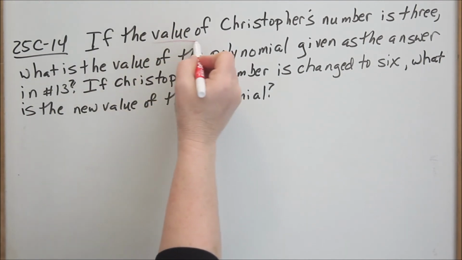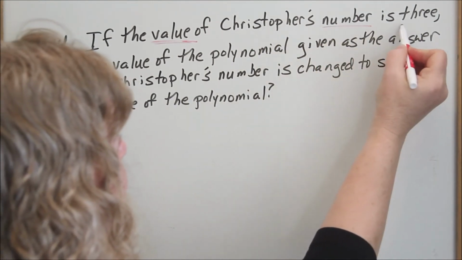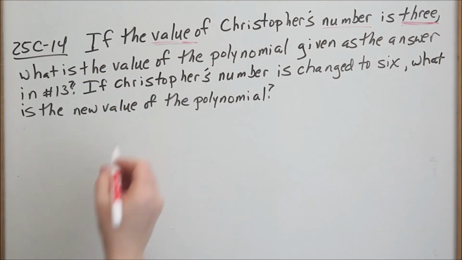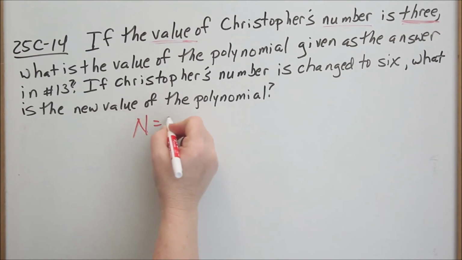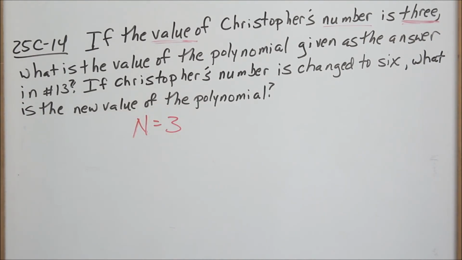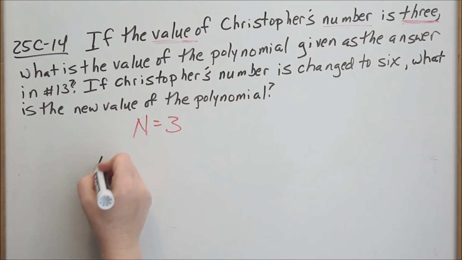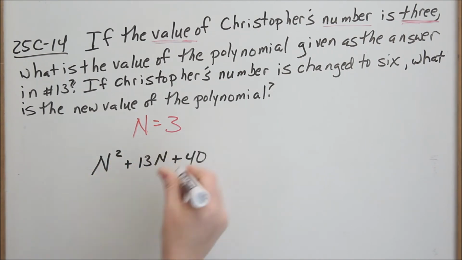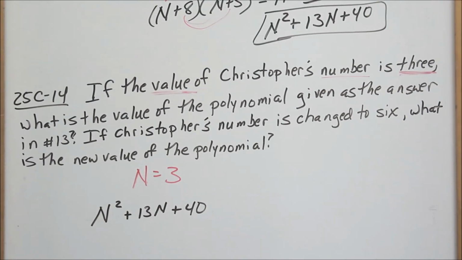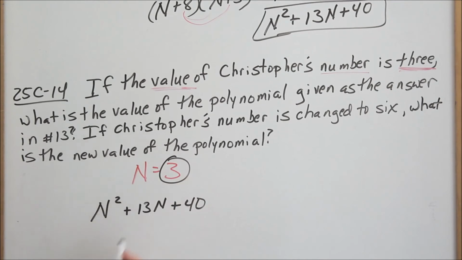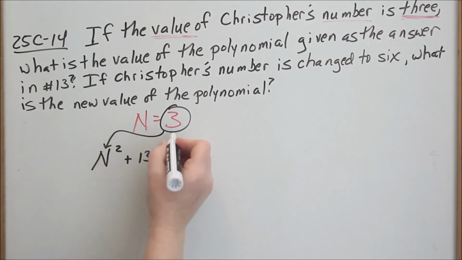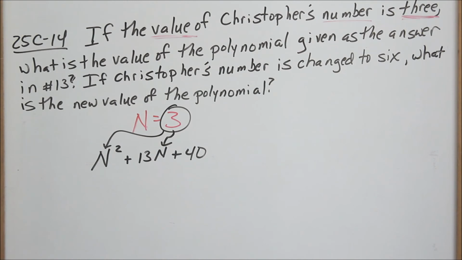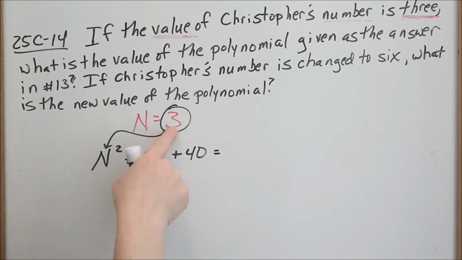If the value of his number is 3, they're saying, okay, well, what if n equals 3? That's what they're saying. What if the value of his number is 3? What is the value of the polynomial? So what they're asking for, here is my polynomial, n squared plus 13n plus 40. Well, they're saying, what if n equals 3? All we need to do is take our 3, plug it in here for n, like what we do when we check, and then figure out what does that equal. So everywhere we see an n, we're putting in 3.